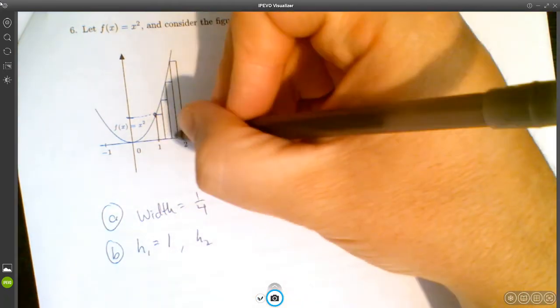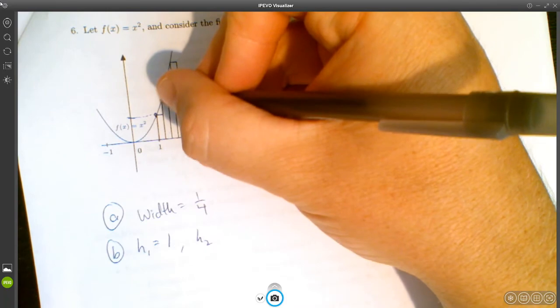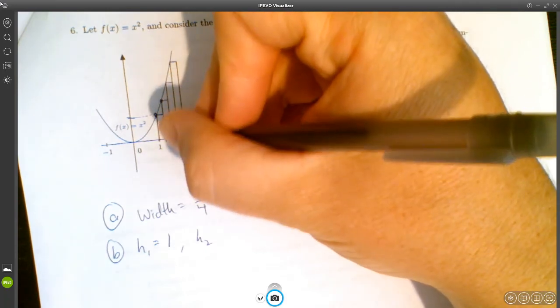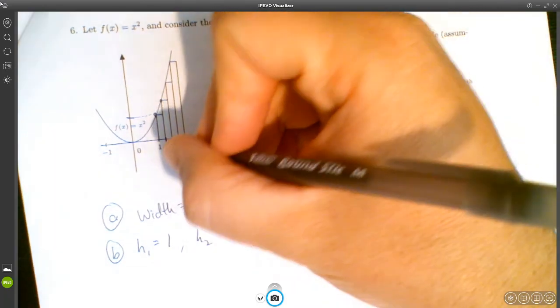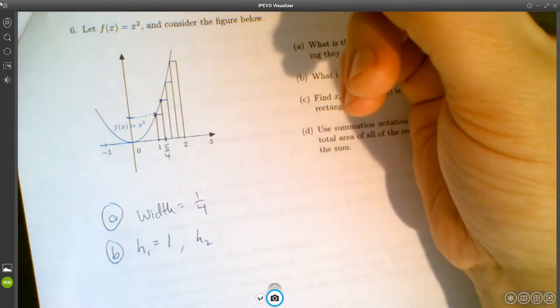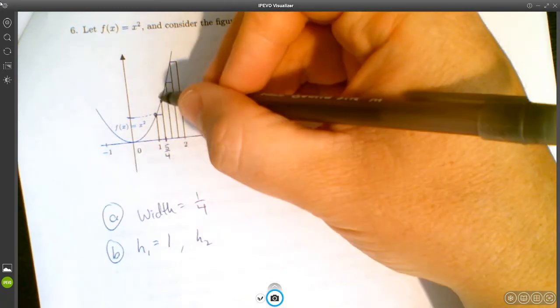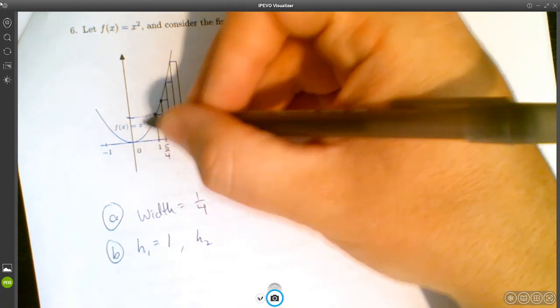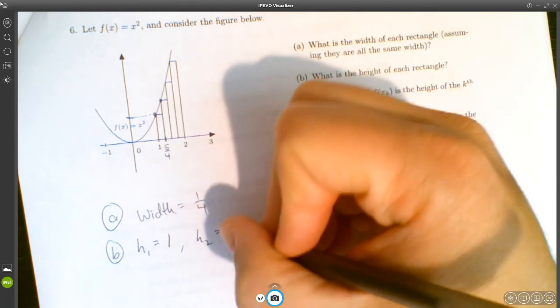What about the height of the second rectangle? The height of the second rectangle should be the function value when x is whatever this number is. Now we decided that the width of the rectangle was 1/4, so this should be 5/4, right? So h2 is going to be the function value whenever x equals 5/4. Well, 5/4 squared is 25/16. So h2 is 25/16.